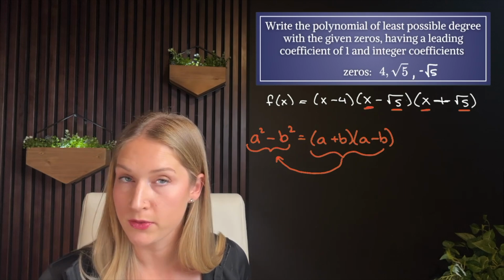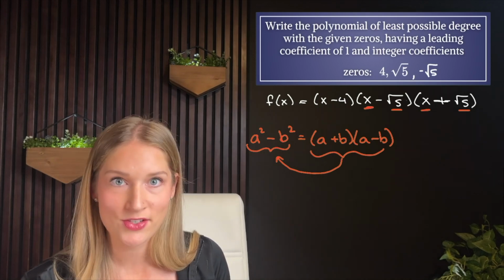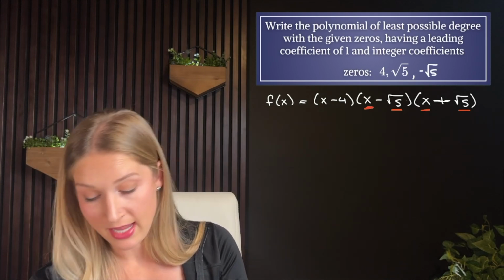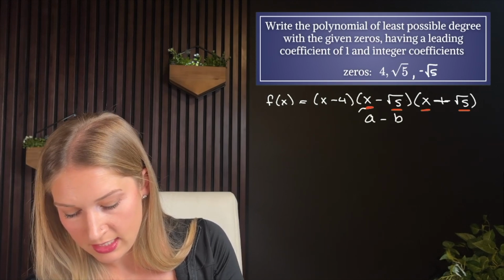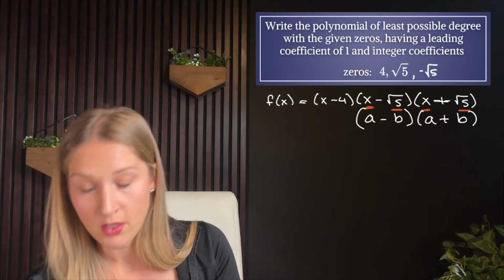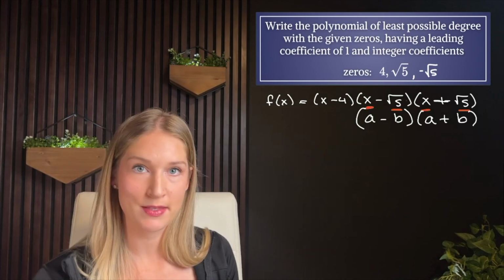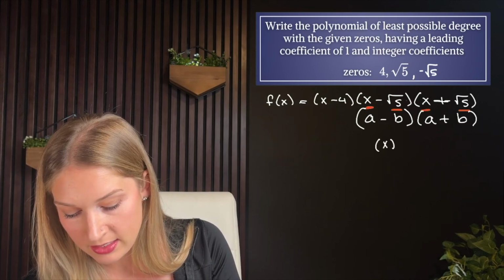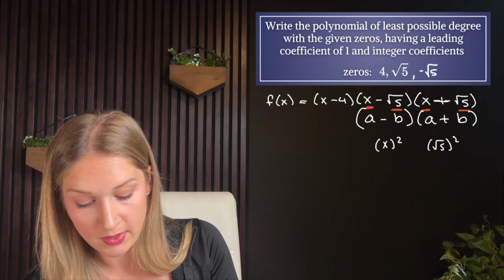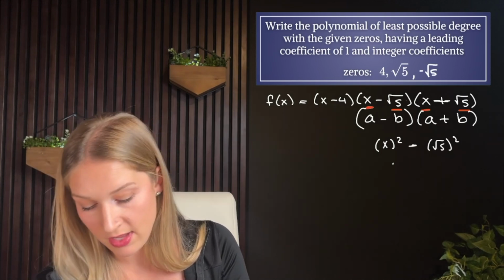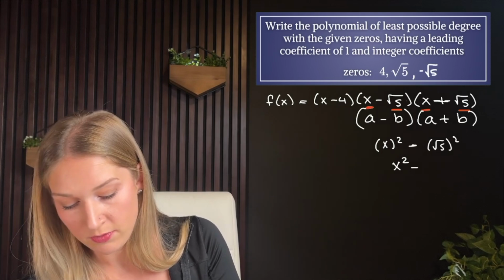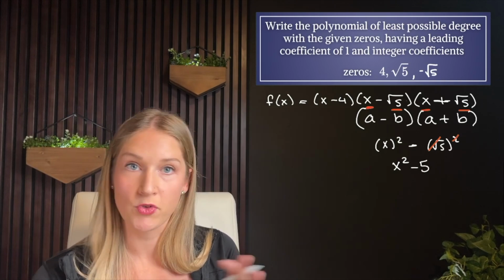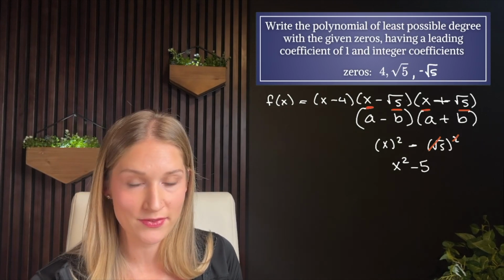If you want to FOIL, you can. If you see the shortcut, then let's just use the shortcut. It's going to save us a lot of time. So then what I really have here is a minus b times a plus b, where x is in the a spot and square root 5 is in the b spot. So when I multiply these two together, all I need to do is take my x and square it, take my square root of 5 and square it, and subtract them. So then I have x squared minus the radical and the square root cancel, and I've got 5. So those two factors multiplied together give me just x squared minus 5.